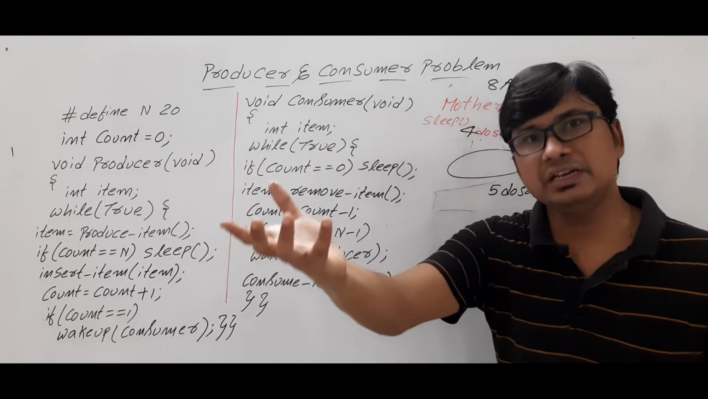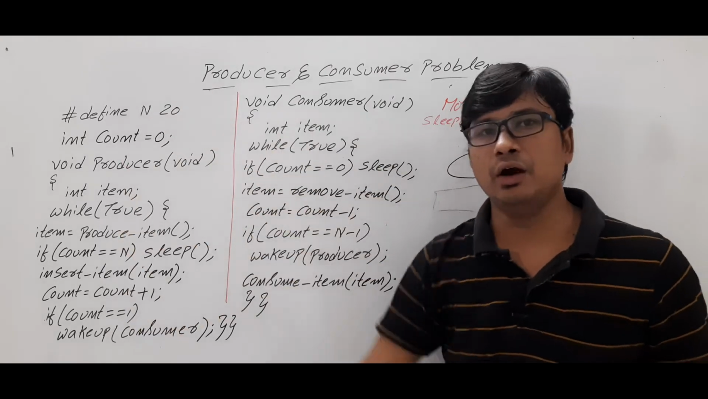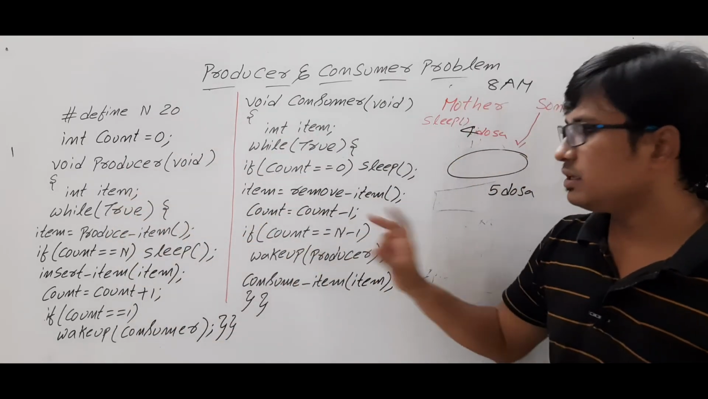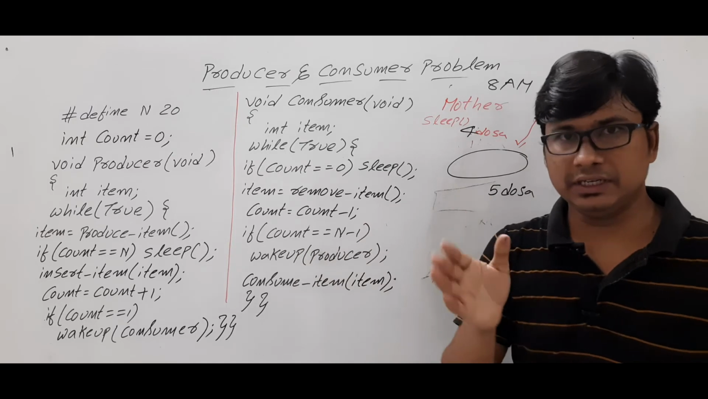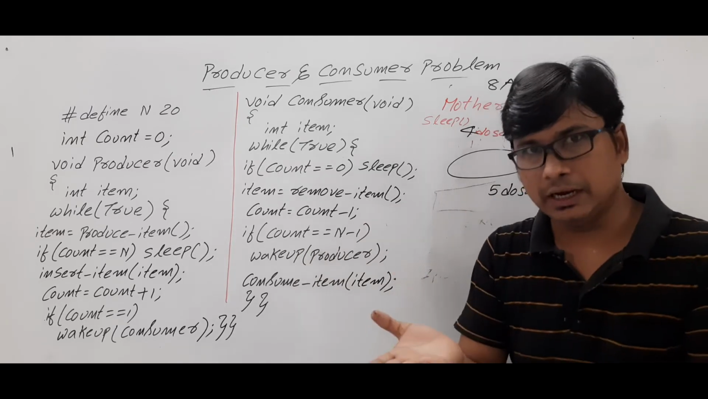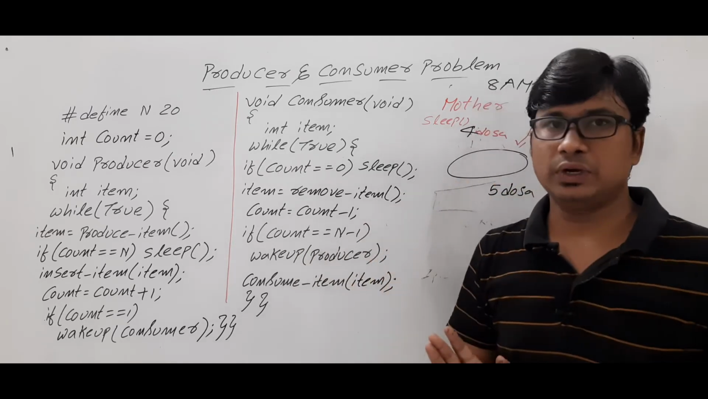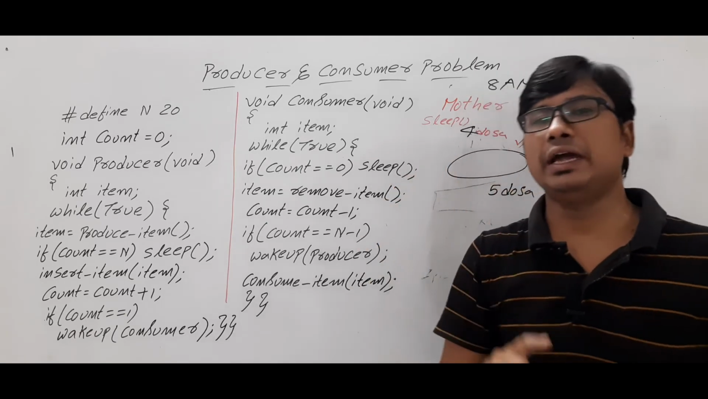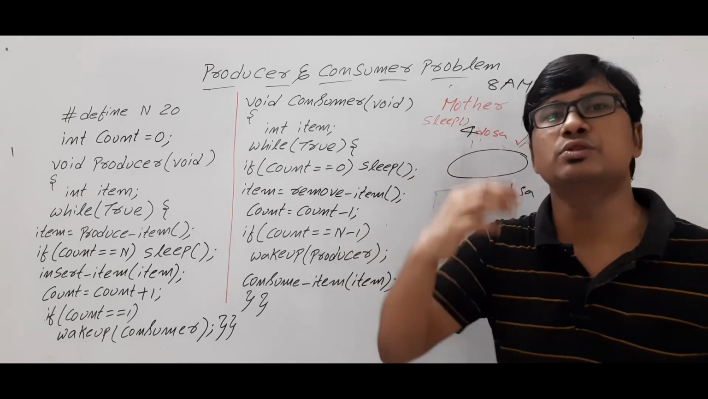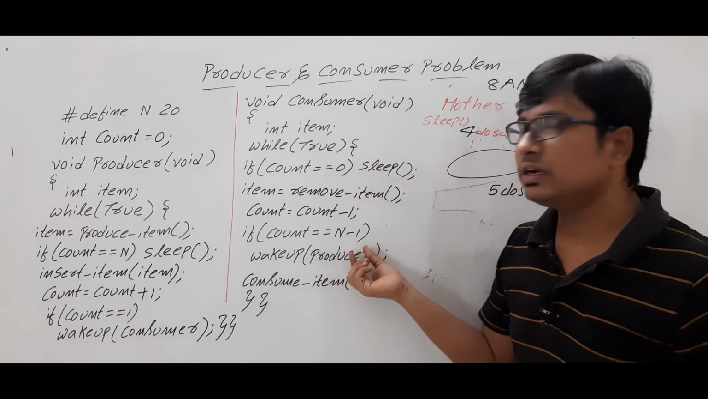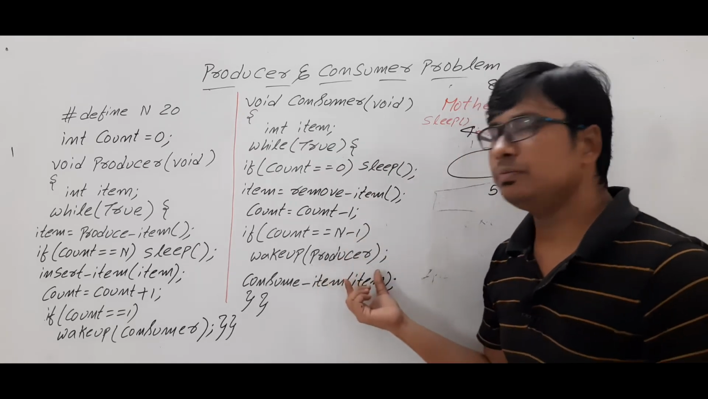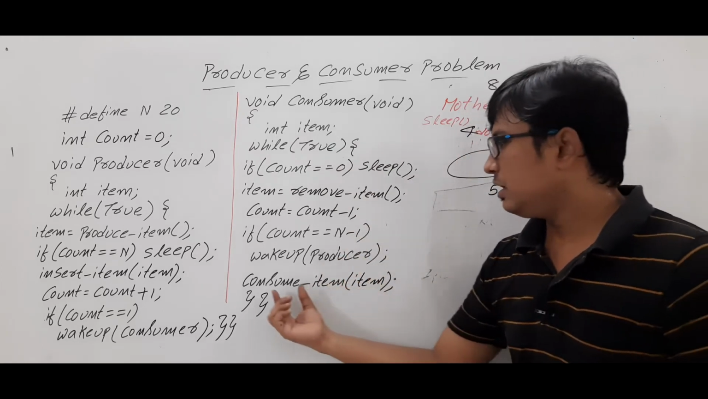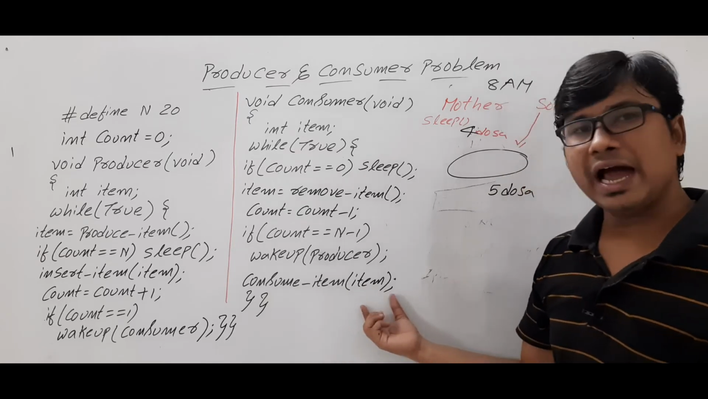So there may be a chance that the producer would have gone to sleep. Now there is one empty slot, meaning n items can be kept, but right now only n minus 1 items are there. So one item can be inserted in the buffer, and the producer can produce. So what the consumer is doing is waking up the producer. Is it clear? Now obviously he will consume the item.